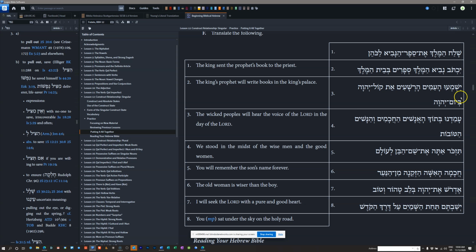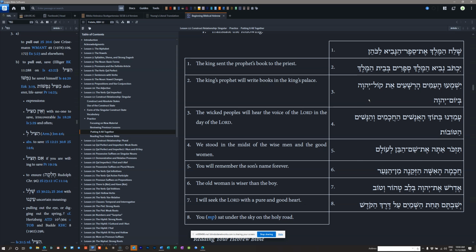B'yom, so at a day. But again, Yom is in construct with Adonai. Adonai is definite, like we saw up here. So this would be at the day or on the day or in the day of the Lord. The wicked peoples will hear the voice of the Lord on the day of the Lord or in the day of the Lord. All right, that's it for Lesson 12.